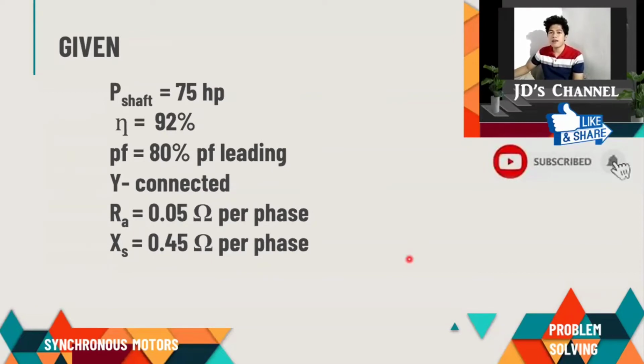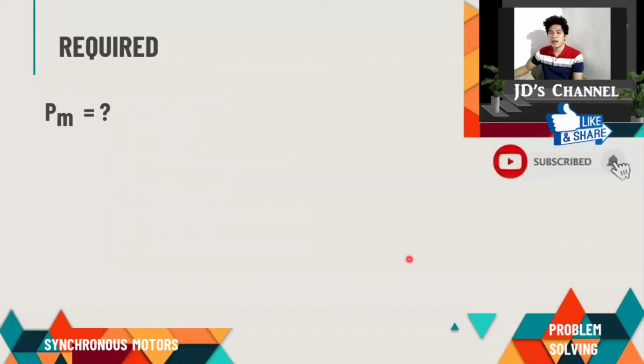For the given, class, we have a power shaft that is 75 HP. Then the given efficiency that is 92%, the power factor 80% leading, and the system is Y-connected, and the armature resistance that is 0.05 ohm per phase, and synchronous reactance that is 0.45 ohm per phase. And we are asked to find the mechanical power developed within the armature.